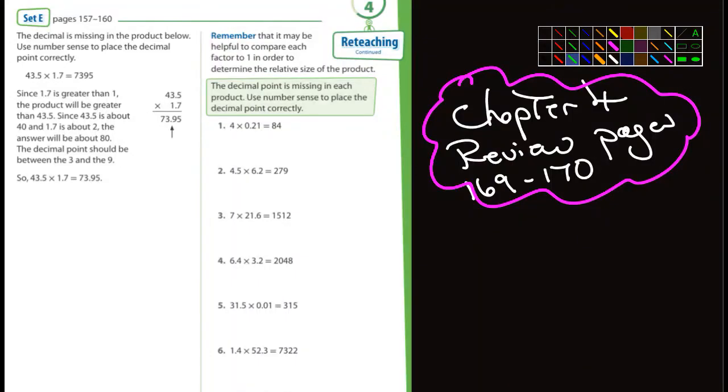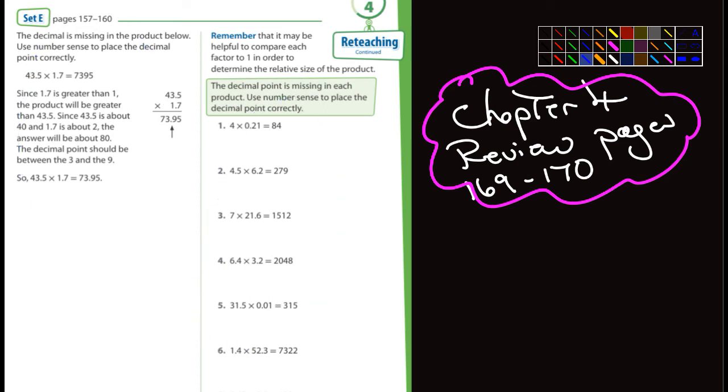Okay, fifth graders, I think I'm going to end the Chapter 4 review with these 2 pages, but I'm not positive yet. Anyway, pages 169, 170, again, the Chapter 4 review. We're starting with Set E. We've already done a couple of the pages. I'm just going to pick one of these problems here. Again, they give you an example on how to do what they're asking you to do, and then these are the problems they're assigning.